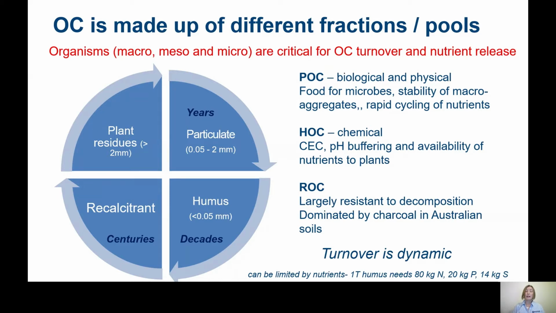What we have is the larger fraction, the particulate carbon. You might also hear it called labile carbon, active carbon, or fresh carbon. And this is really the powerhouse source for the food for our microbes. And it's involved in this rapid cycling of nutrients and this availability of nutrients to our plants that we have. The size ranges from 0.05 to 2 millimeters in size. And this carbon stays within our soils for years. So we're thinking about a stability time of years.